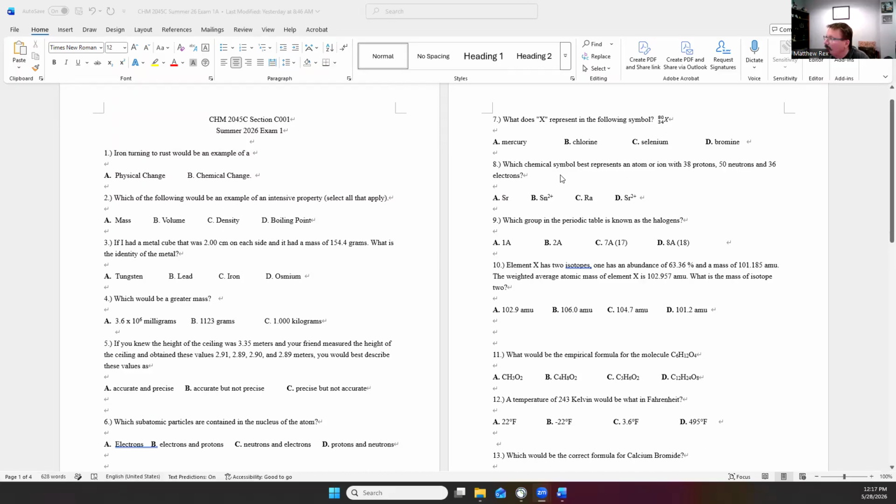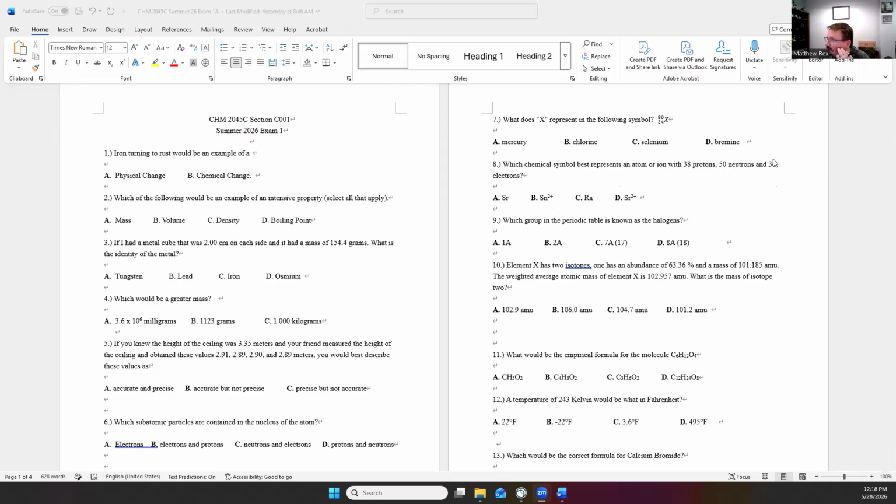Which chemical symbol best represents an atom or ion with 38 protons, 50 neutrons, and 36 electrons? So again, protons dictate what the element is. So I'd go to the periodic table. I'd have to find the element with 38 protons or atomic number 38. That should be strontium, Sr. And then I'm not really worried with the neutrons here.